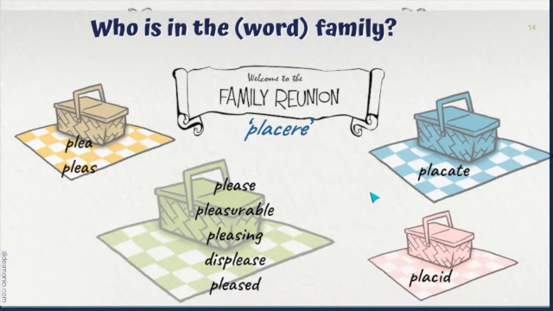Plea and please, as in more than one plea, will sit on a blanket together because they are part of that word family. On the please blanket, in that family where please is the base word, we would include pleasurable, pleasing, displeased, and pleased. Placate and placid both would be invited to the Placere family reunion because they have this common root. However, they would sit on a different blanket. Now, we could ask students what other words could join placate and placid on their respective blankets, and that could be in another conversation.